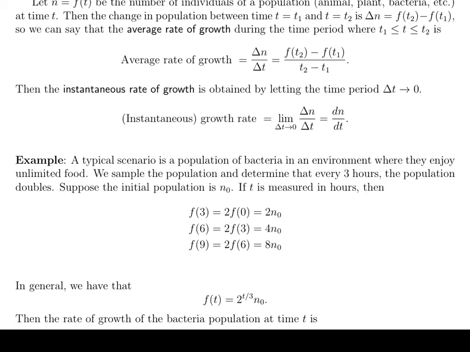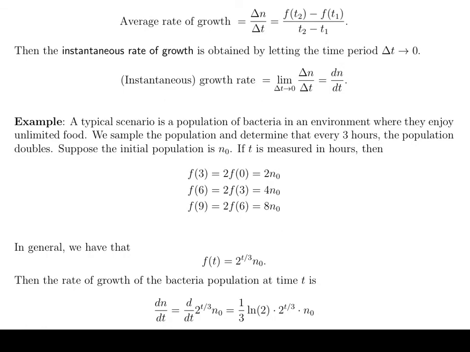Now we can do the calculus. We can say that the rate of growth of the bacteria population at time t will be given to us by a derivative. So we can say that dn by dt is equal to the derivative of 2 to the t over 3 times n naught. So we just have to differentiate this, keeping in mind that n naught is just a constant.